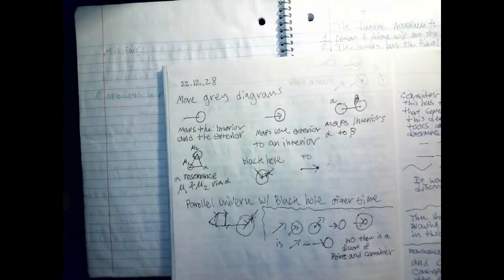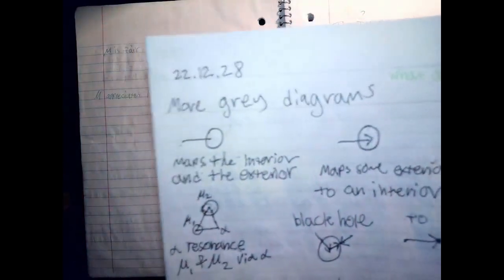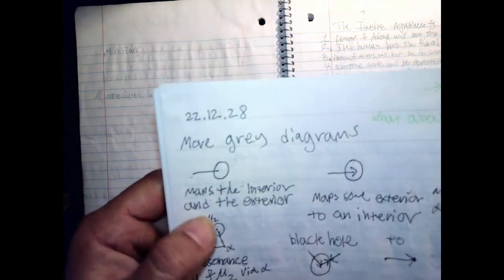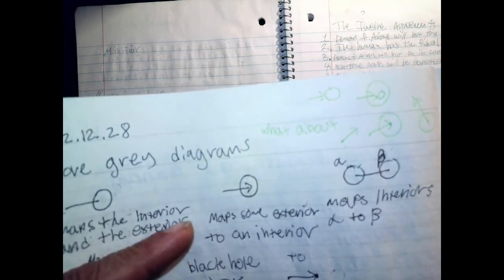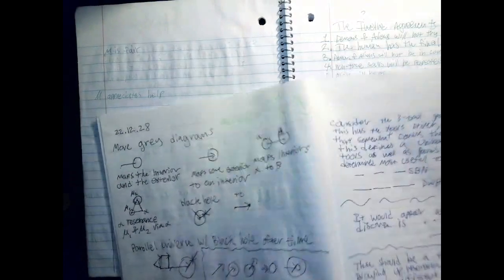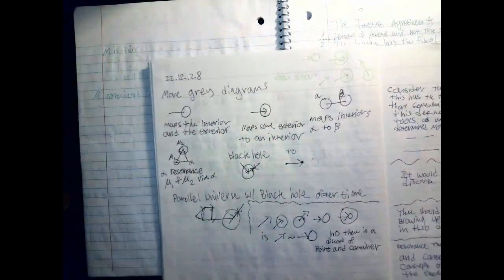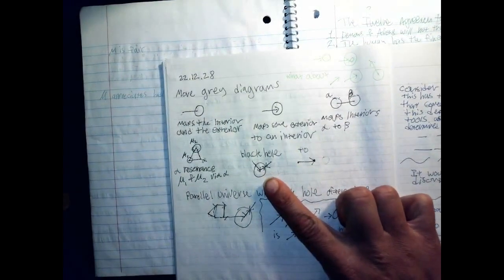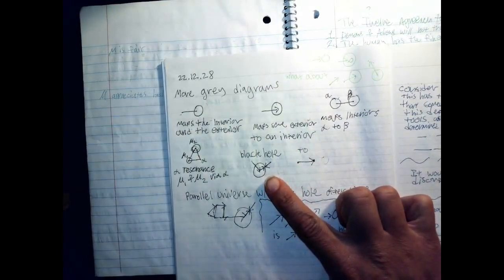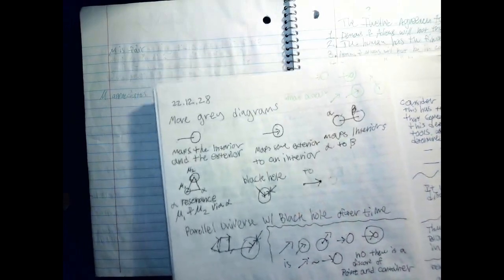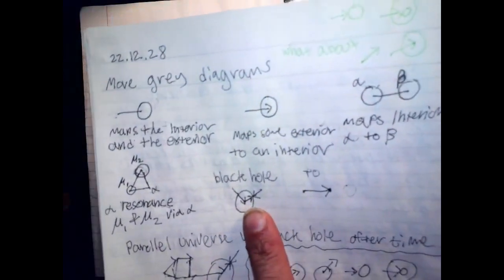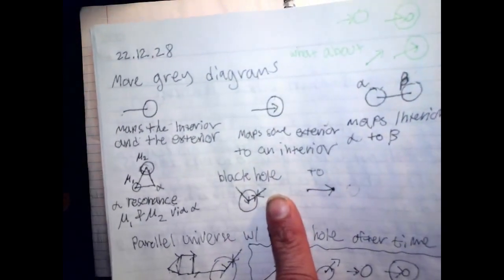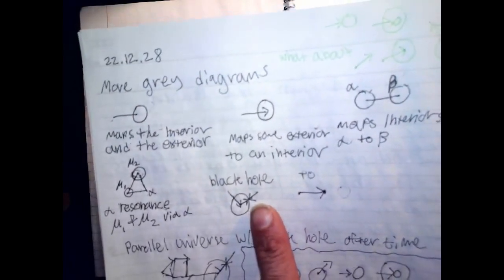Here are some more complicated gray diagrams. This one maps the interior and the exterior. This maps some exterior to an interior, and this maps interiors right here. And finally, we have something that is more of an artistic interpretation of what a black hole would look like in gray language. Information can enter, but upon information's attempt to exit, it is hit with an arrow that pushes it back towards the perimeter.